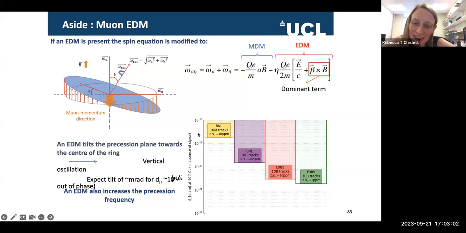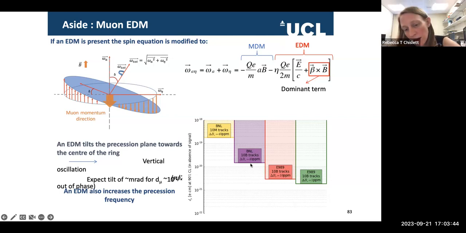So the yellow is if we had 10 million tracks, which is basically what the Brookhaven measurement had. So they measured the EDM to just above 10 to the minus 19. And the main problem with measuring the EDM is that if you had any radial field component, that would also tilt your precession plane. So it's actually how well you know your radial field that determines how well you can measure it. So that's with knowing the radial field to 40 parts per million.